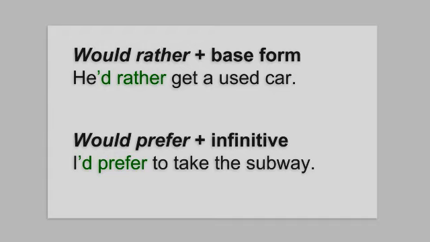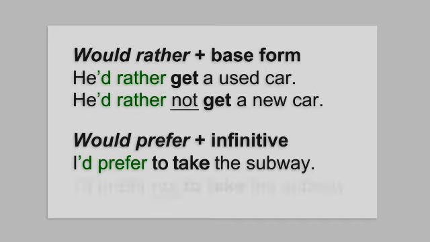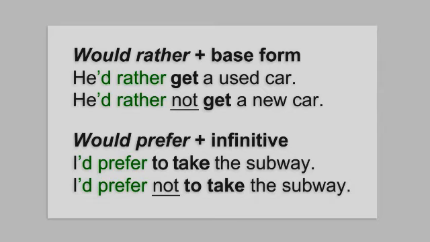Notice that would rather is followed by the base form of the verb. He'd rather get a used car. Would prefer is followed by the infinitive. I'd prefer to take the subway. To make these sentences negative, add not after rather and prefer. He'd rather not get a new car. I'd prefer not to take the subway.